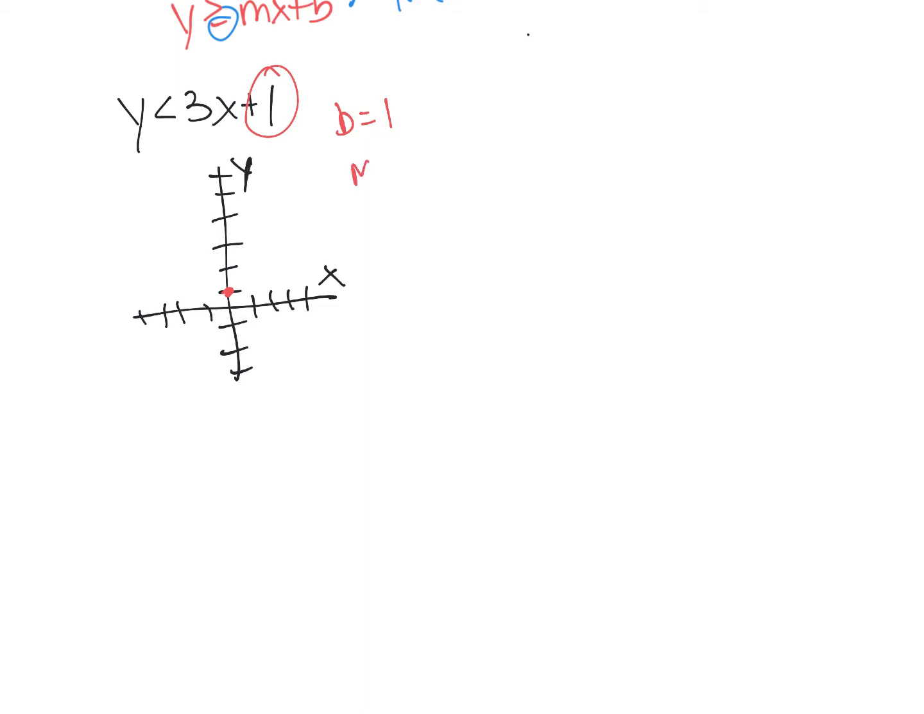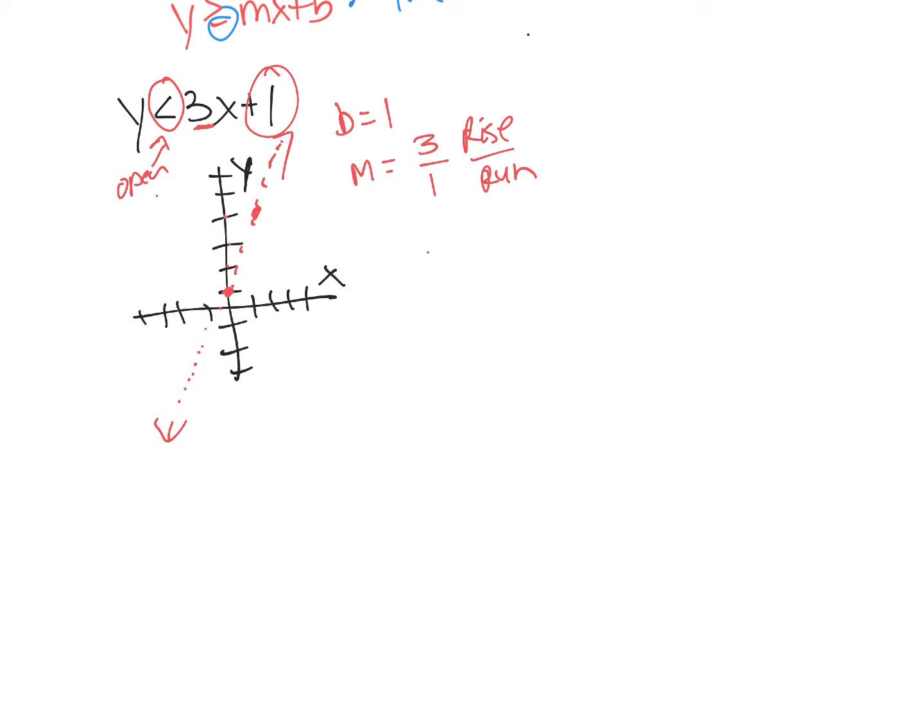And then our slope is the number in front of x that is multiplied with x. So 3 times x, so it's 3 over 1. Remember, your slope is rise over run. So I'm going to go up 3, 1, 2, 3, and over 1. Then before I draw my line, I'm going to double check. It is open, so I have to show that it's open by a dotted or dashed line. Okay, now I have to shade it.